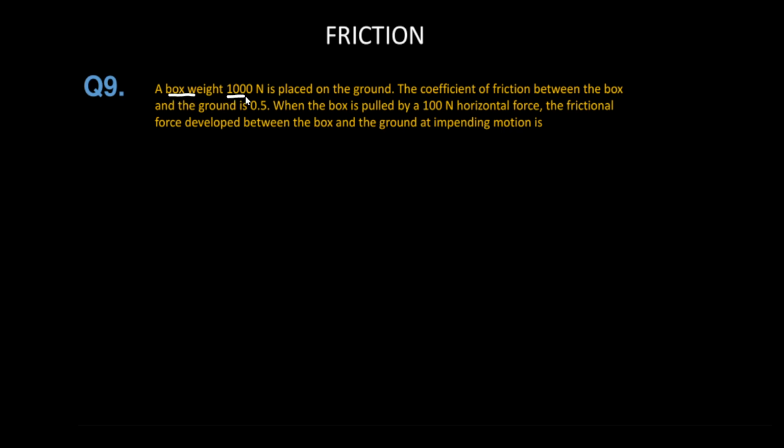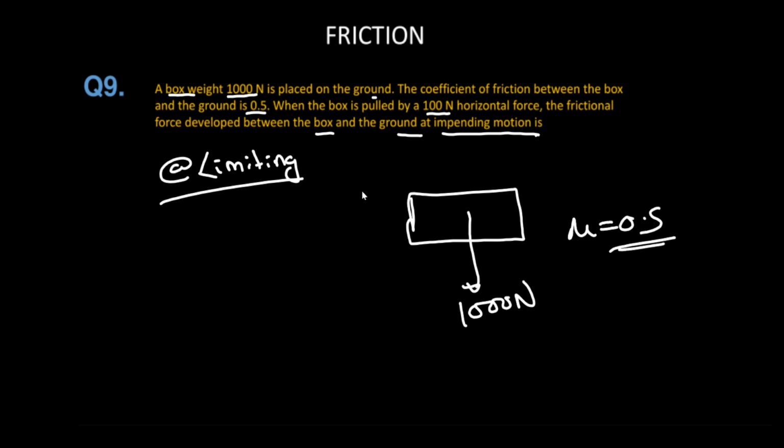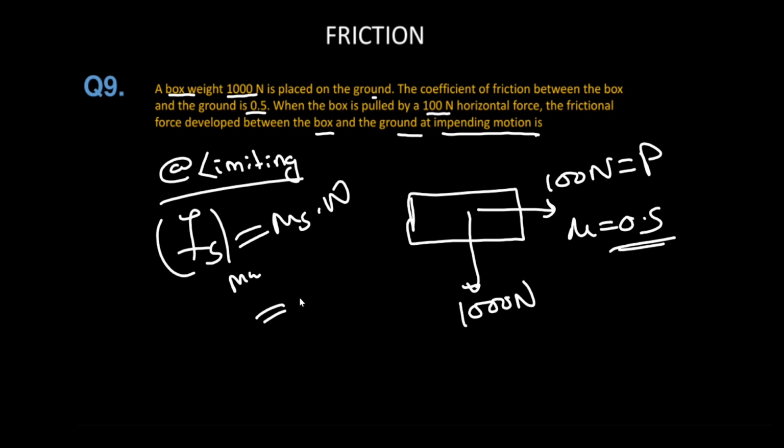Here is a box of weight 1000 Newton placed on the ground. The coefficient of friction between the box and the ground is 0.5, so mu is equal to 0.5. The box is pulled by a 100 Newton horizontal force P. What is the frictional force developed between the box and the ground at impending motion, the limiting condition? Fs maximum will be equal to mu s into N, that is 0.5 into 1000, so 500 Newton is the answer.